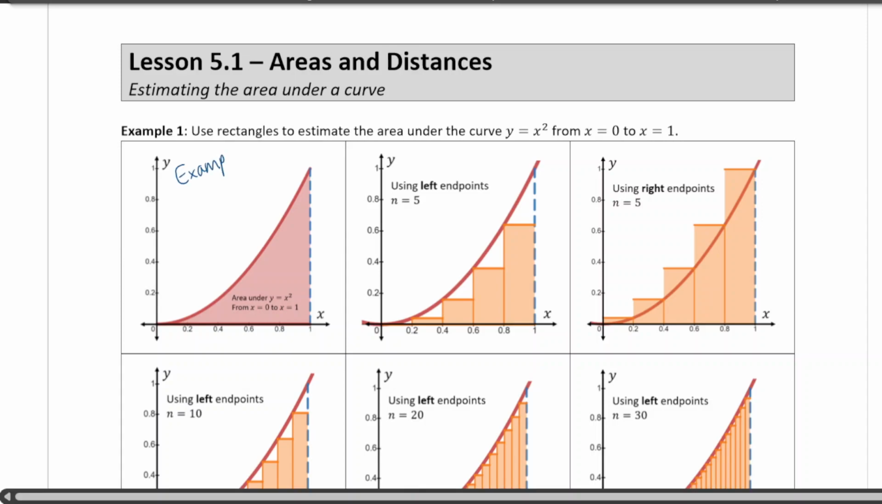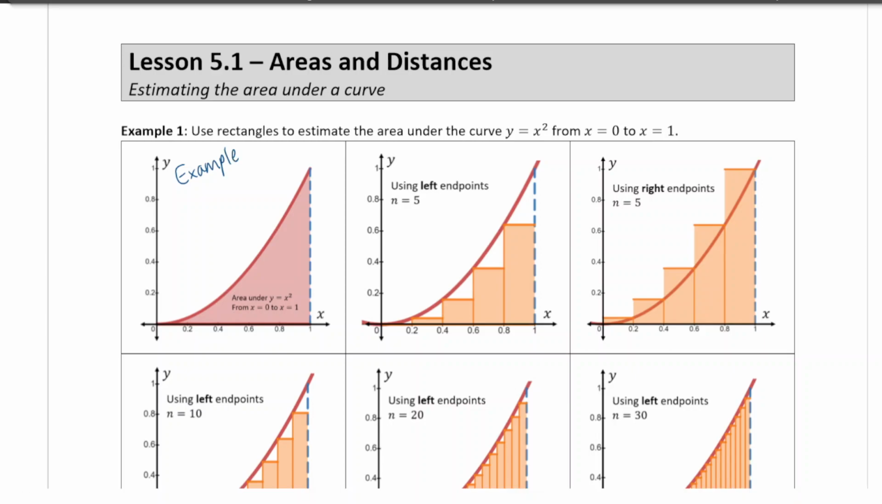By the end of this unit, you'll be able to answer this question with an exact number. But today we're just going to talk about estimating this. We have this function here, y equals x squared, and we're interested in finding the area under the curve. When we say area under the curve, what we mean is the shaded region in that picture from the x-axis up to the curve, from x equals 0 to x equals 1. Again, by the end of this chapter, you're going to be able to give an exact value. Today, we're just looking at estimating that.